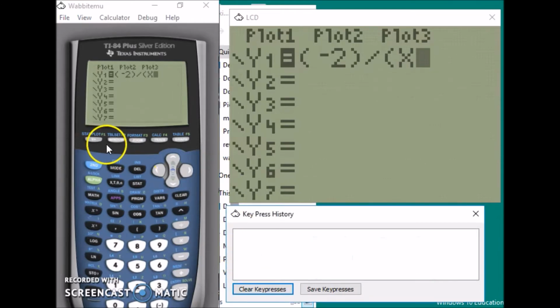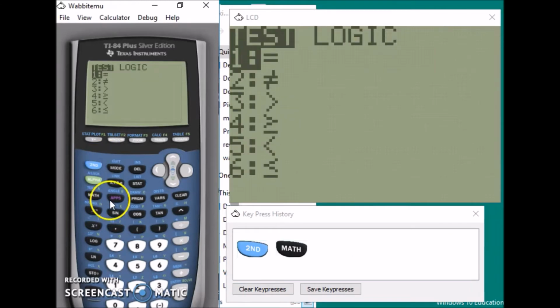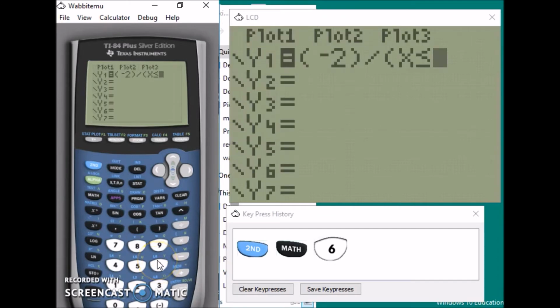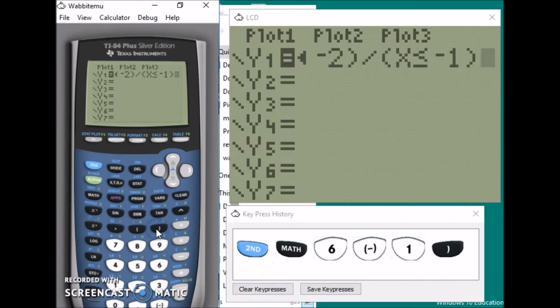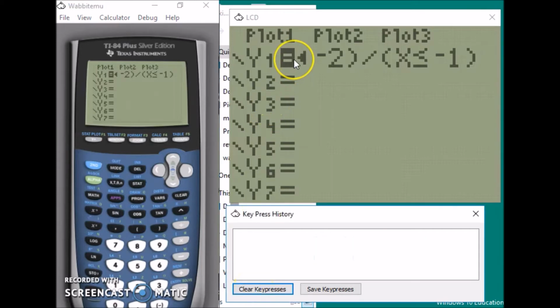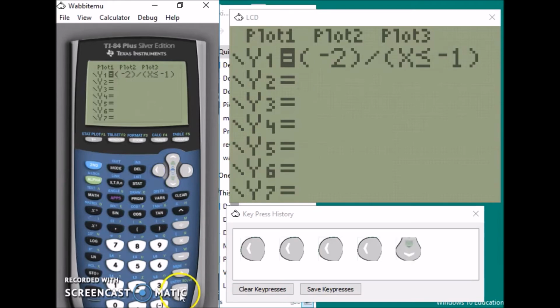And then next, we're actually going to need to use the inequalities. Second math. Say that. Now I have all the inequalities. I'm going to do less than or equals to, which is number 6. And then it says -1, so type in -1. Close parentheses. Okay, you know that it's going to graph this one because the equal sign is highlighted. Now you can just press enter. No, go back up one.